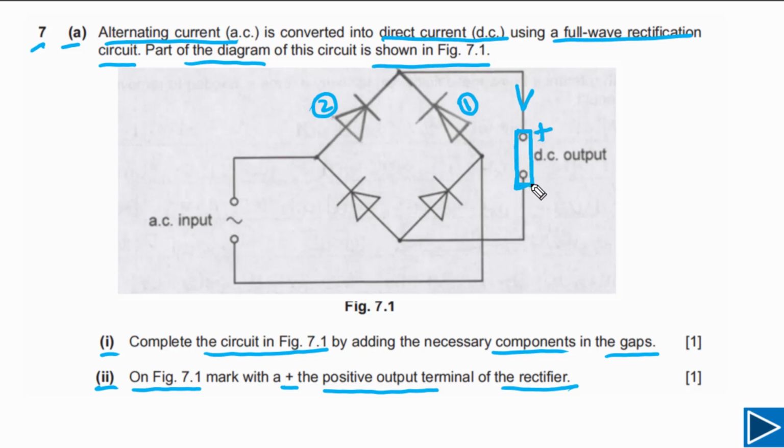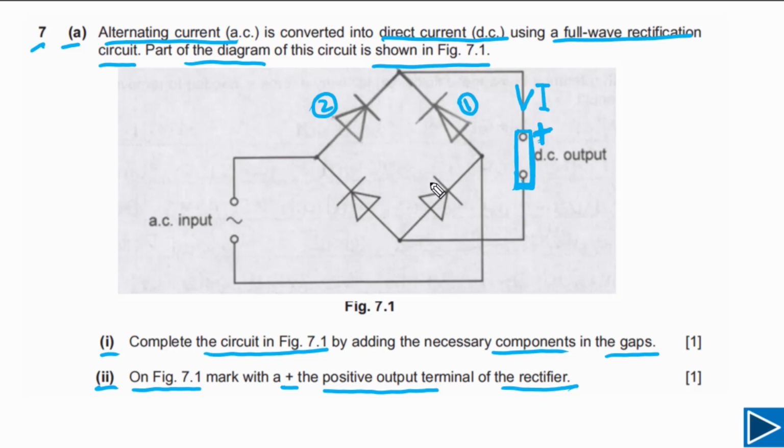So this is the DC output. You can imagine there is one resistor, and in this resistor, current will always enter from this side. That's the reason we mark this side as the positive side. With the help of this circuit, we have converted AC into DC, because in this component current flows only in one direction. So this is how we have converted AC into DC.